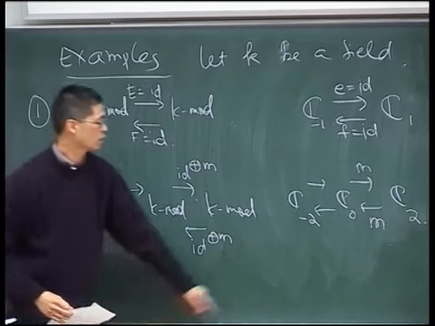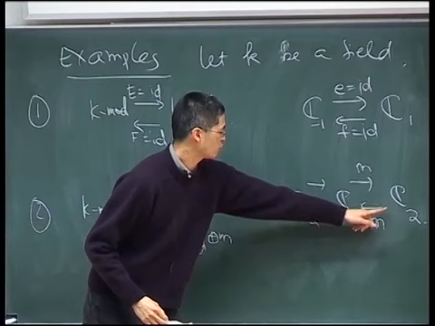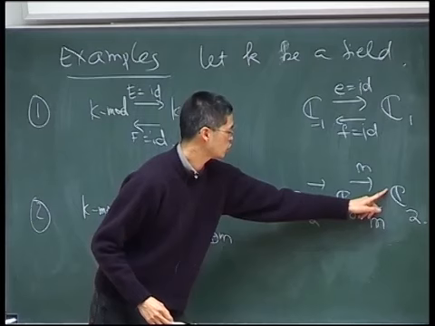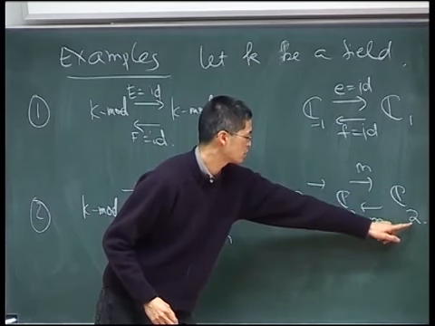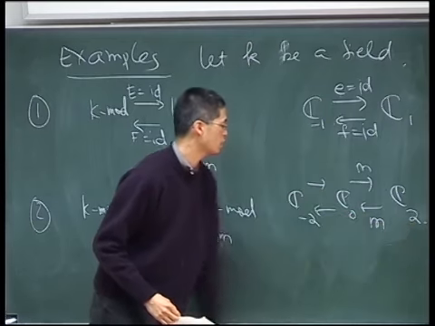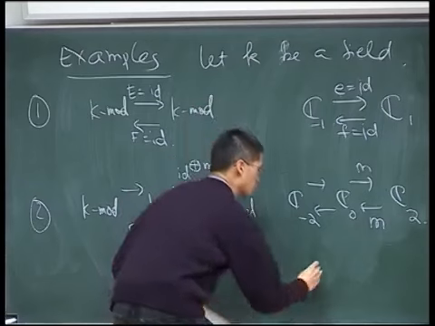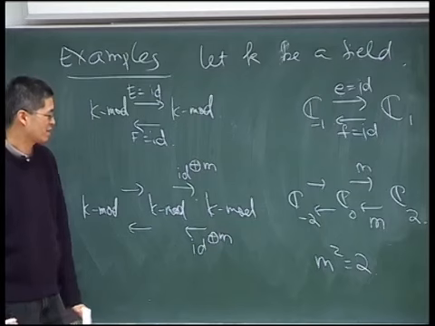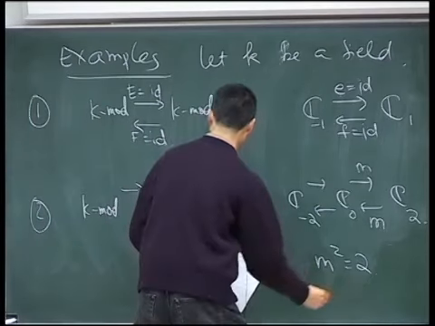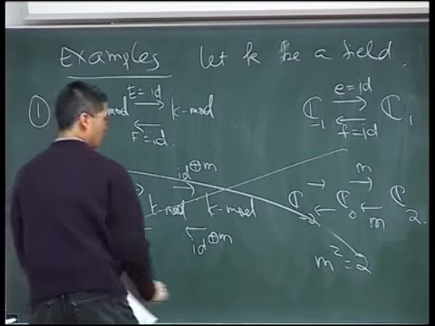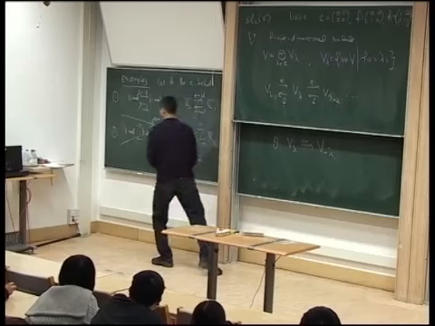Okay, but what happens if we apply F and then E here? Okay, we should get, because the weight space is 2, we should get multiplication by 2. So we need to have m squared is equal to 2. And that's going to be a problem. So this is really no good. So let's try again.